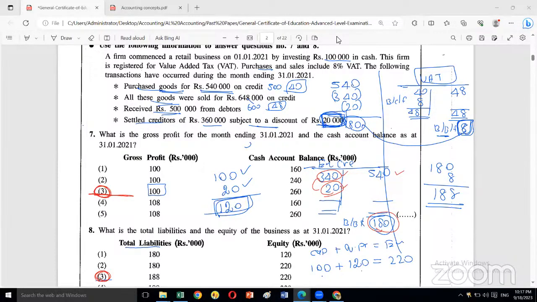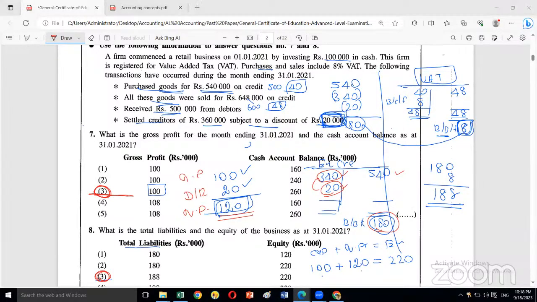100,000 is gross profit and 20 is discount received, Buddha. This 100,000 is your gross profit. This 20 is discount received. So this is your net profit. Net profit is how much? 120. Okay, fine.